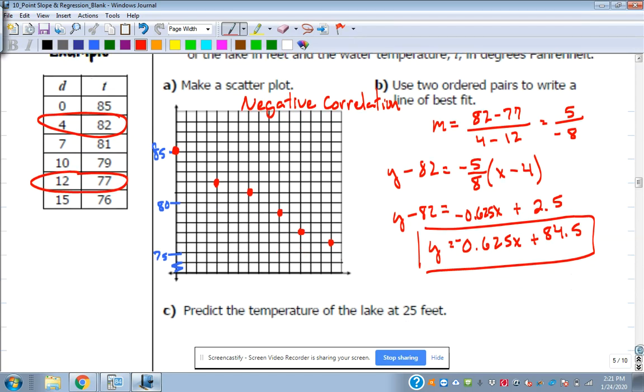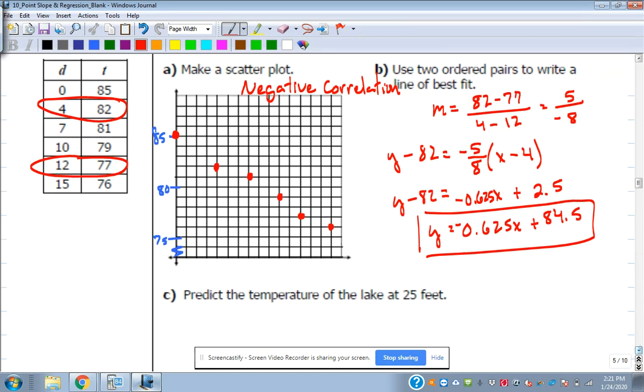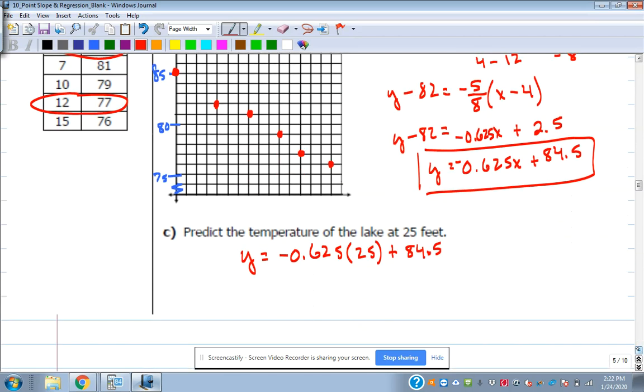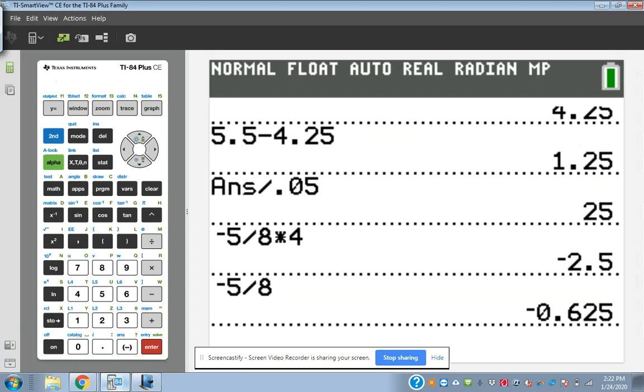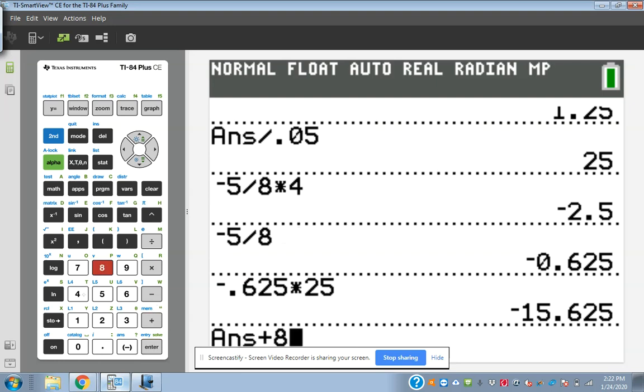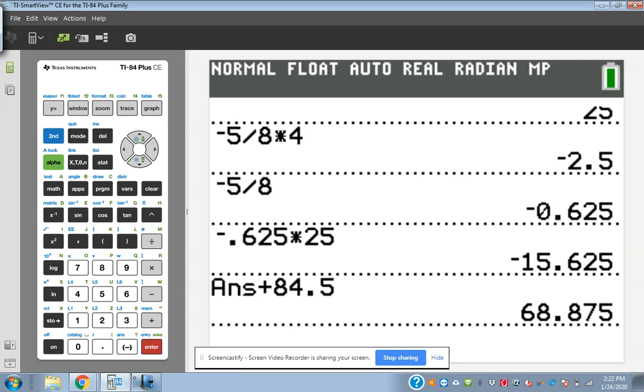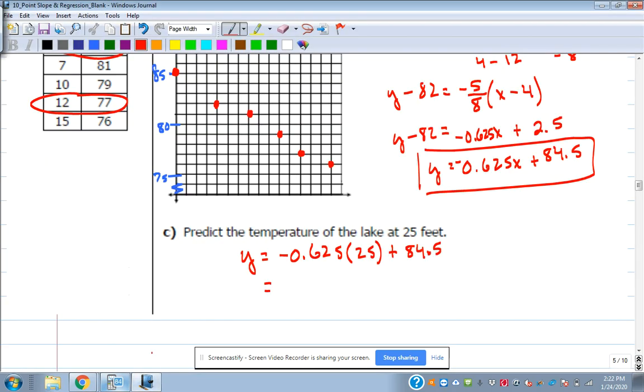Okay. Then it says predict the temperature of the lake at 25 feet. 25 feet is the depth. So what we would then do is take our equation, negative 0.625, and put 25 in the place of x. Negative 0.625 times 25 plus 84.5 is 68.875.